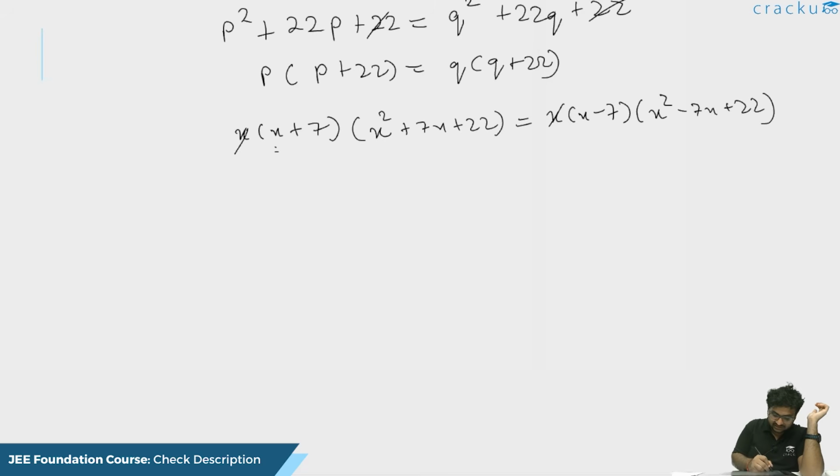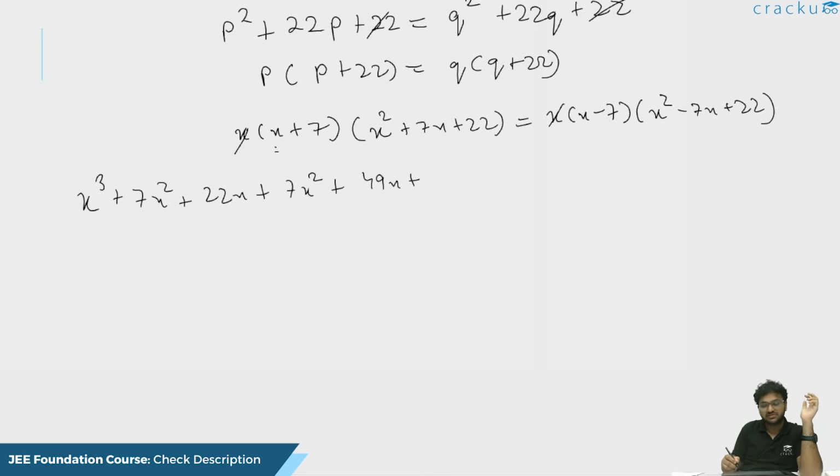So what will be this? x cube plus 7x square plus 22x plus this would be what? 7x square plus 7 7s are 49x plus 22 into 7. 11 7s are 77. 77 2s are 154. So 154. This would be what? x cube minus 7x square plus 22x minus 7x square plus 49x minus 154.